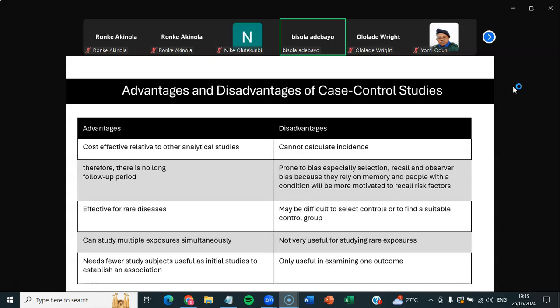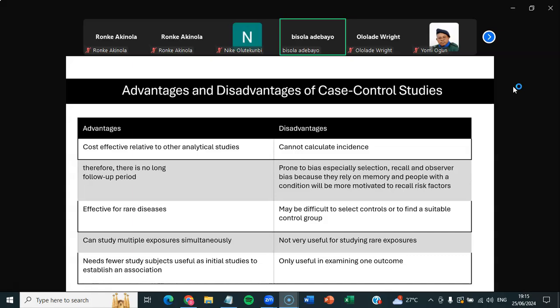However, one of the disadvantages is that it cannot calculate incidence, because incidence is a measure of risk. Remember, we're comparing two mutually exclusive groups and the outcome has already happened. However, in a cohort study, at the point where a study commences, people have not yet developed the outcome of interest.